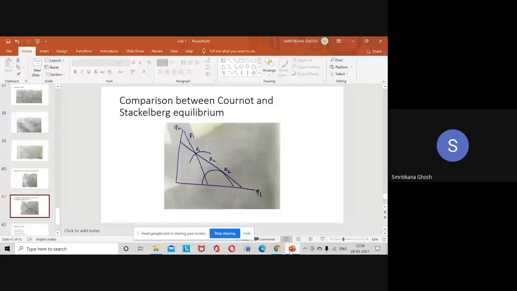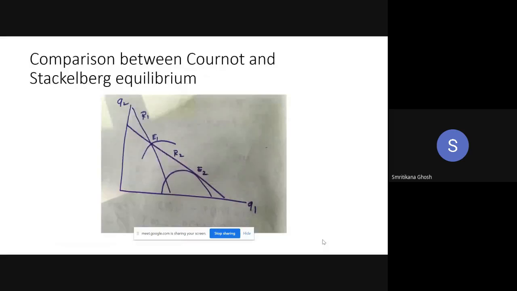So any problem? No, ma'am. Okay, in that case, I'm going to the next model. That is the Sweezy model.